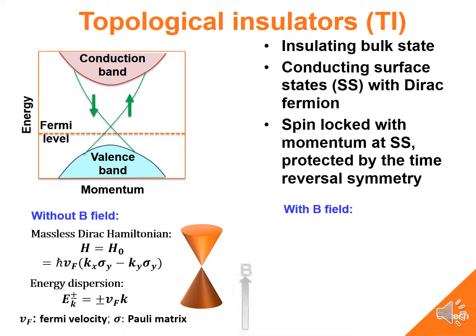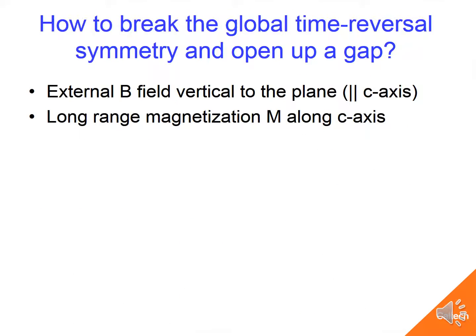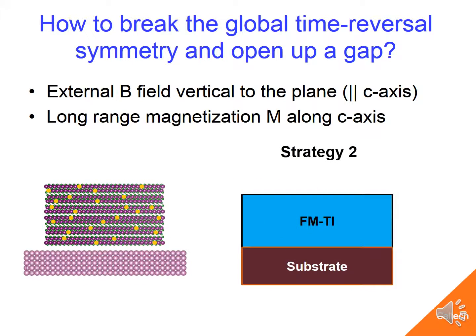However, in the presence of a magnetic field, global time reversal symmetry is broken and a gap proportional to the magnetization opens. In order to break time reversal symmetry, we can either apply an external perpendicular magnetic field, or we can introduce ferromagnetism with two possible strategies. 1. We can directly dope the TI to create a ferromagnetic TI, but we risk changing the band structure. Or strategy 2, bilayer samples.